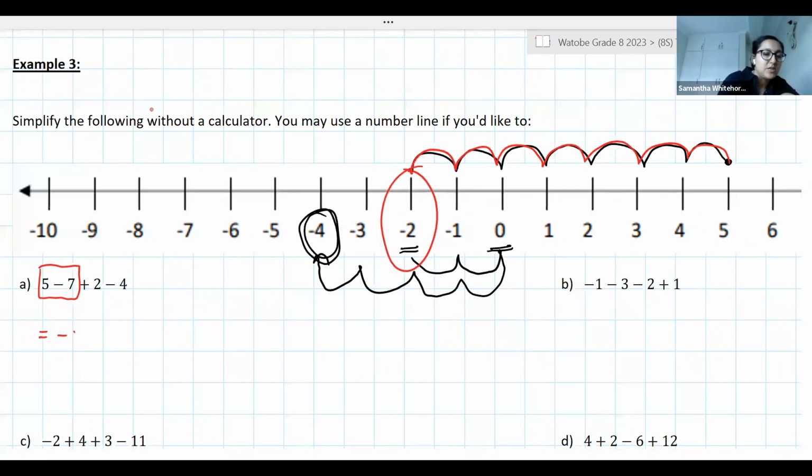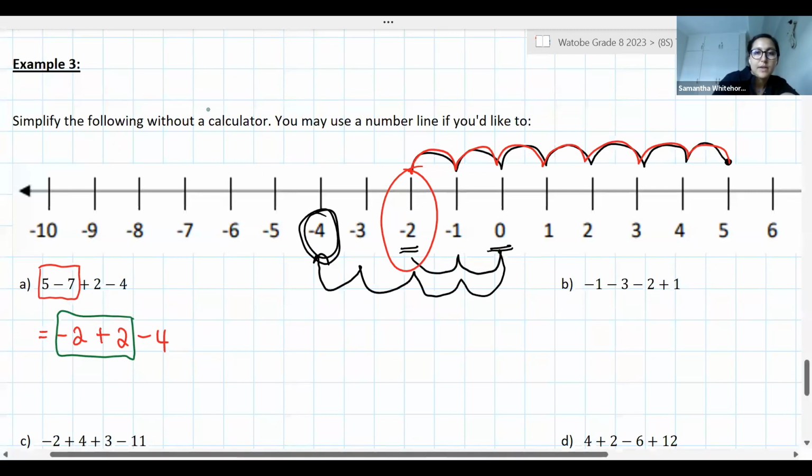So that is where the -2 comes from. But then I still have the rest of my sum, so +2 minus 4. If I now do the next step, so the -2 plus 2, this is now my green. No, it's not. So I'm lying to you. This is now my green hops going to the right, ending at 0.